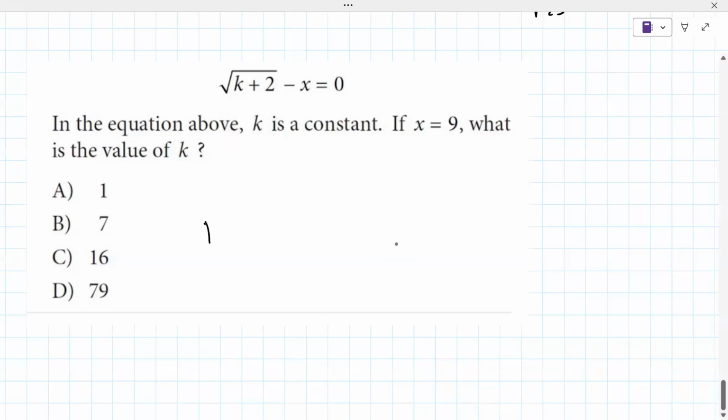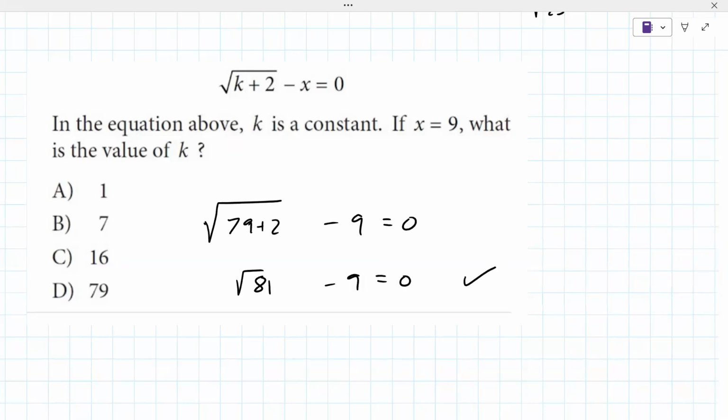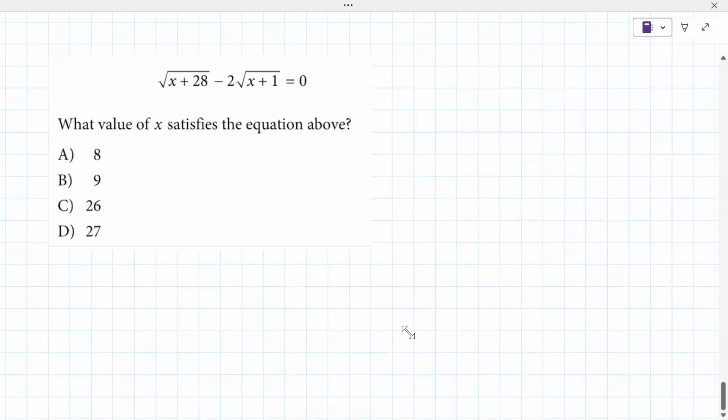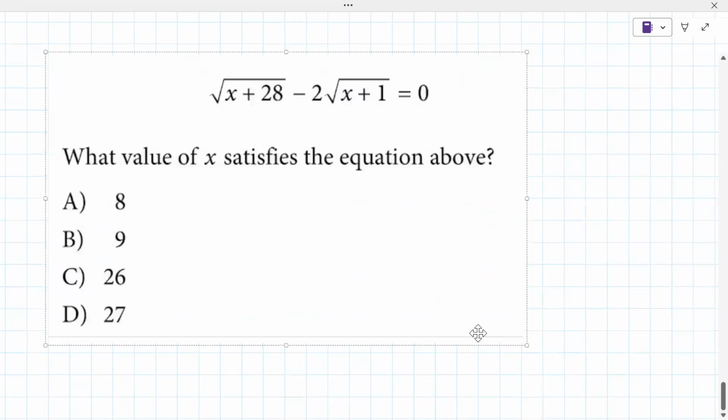All right, so let's try it. Square root of 7 plus 2, minus 9, does that equal 0? Yes, it does. Good. All right, let's make this our last question for today. Here we go. Okay, give that one a try, please.